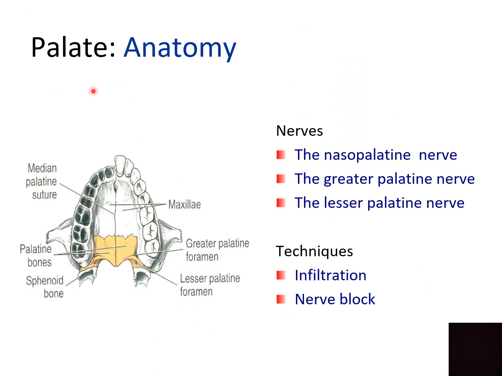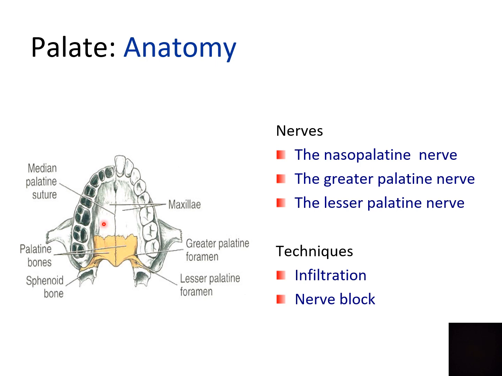Now we shall briefly review the anatomy of the palate. The anterior part of the hard palate is supplied by the incisive nerve, which is transmitted through the incisive foramen, and it supplies the palatal soft tissues related to the incisors and canines. Obviously, it doesn't supply the teeth, but it does supply the palatal mucoperiosteum and the palatal bone.